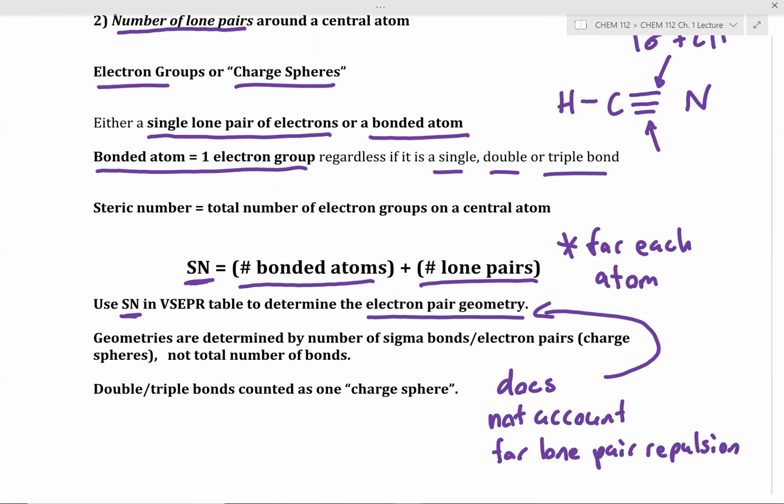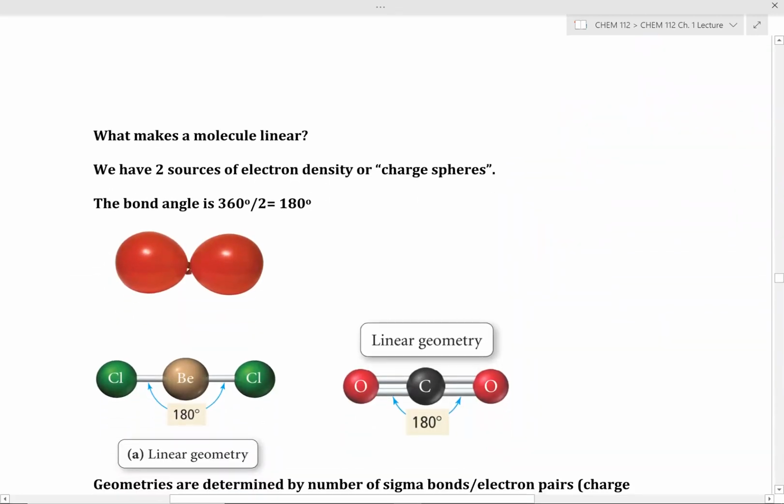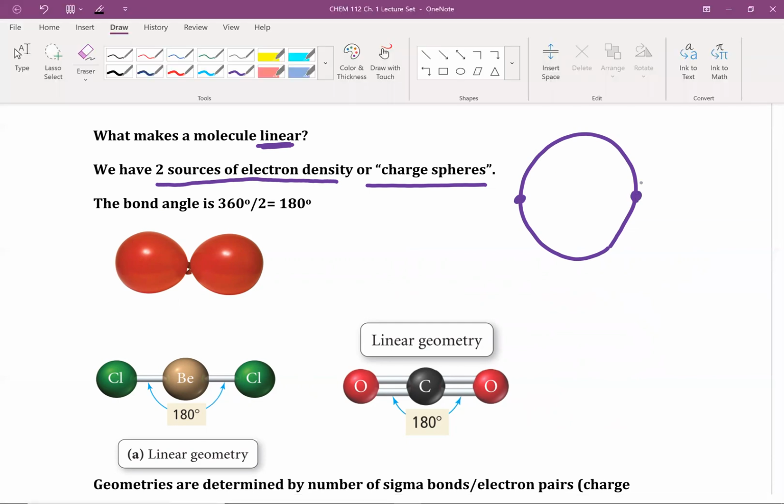Okay, let's look at a few examples, and let's start to look at electron pair geometry. These are not molecular geometries, these are the simplified electron pair geometries, the rough shapes of our molecules. Let's start off with the simplest, and that's the linear geometry. We have two sources of electron density or charge spheres, and geometrically, if we have a circle, for example, and we have 2 points on that circle, let's draw out our 2 points in a different color.